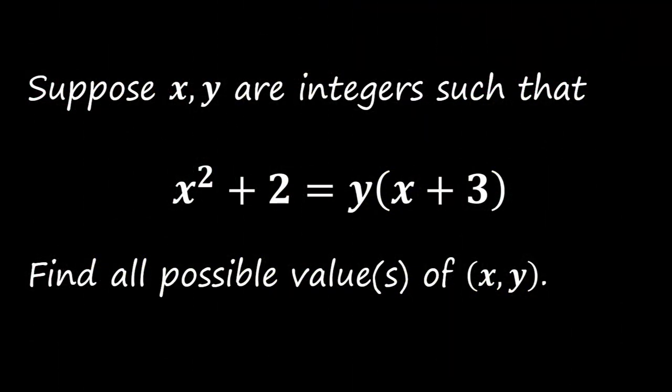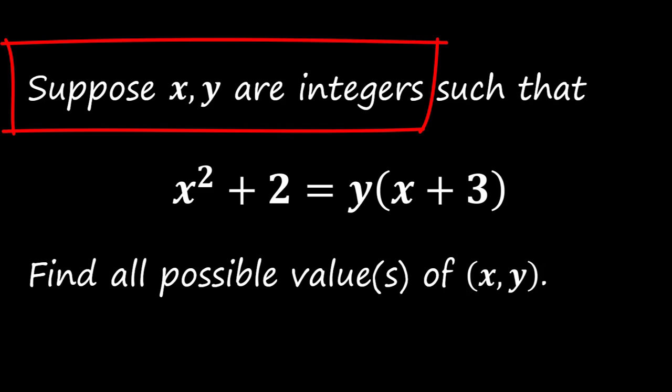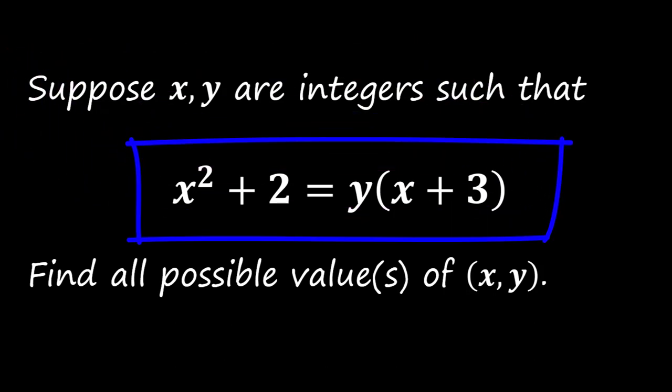Here is the problem. Suppose we have two integers x and y, and they satisfy the equation x squared plus 2 equals y times x plus 3. Can you find all possible values of x, y?